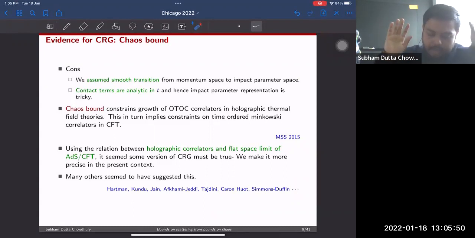I must say that many others seem to have suggested this. We are not suggesting it for the first time, and it's well known. We just made it a bit more precise. Okay.